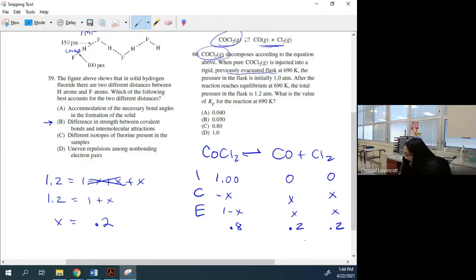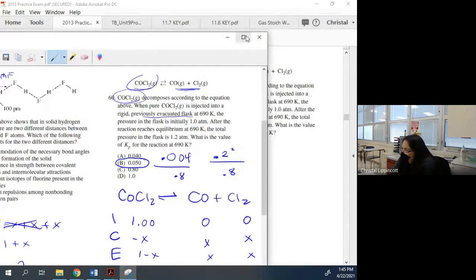Everybody cool with that? So if we're trying to figure out the KP, it is going to be 0.2 squared, because this times this, over 0.8. So what is 0.2 squared? Well, that's going to be 0.04 over 0.8. Okay? 4 over 8, you can do that in your head, right? So that's going to bring you to here. All right, good. See, the math you can do without a calculator.